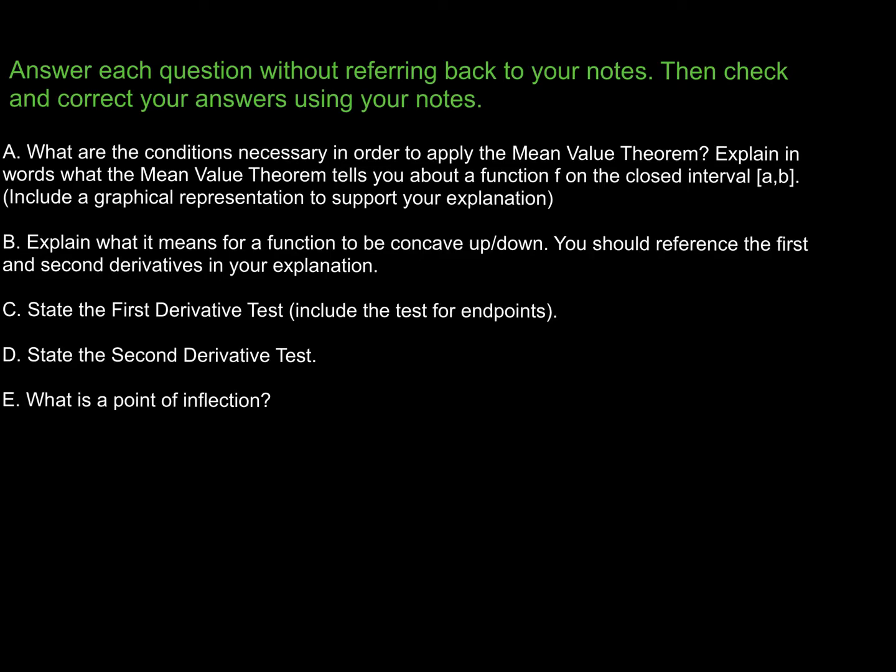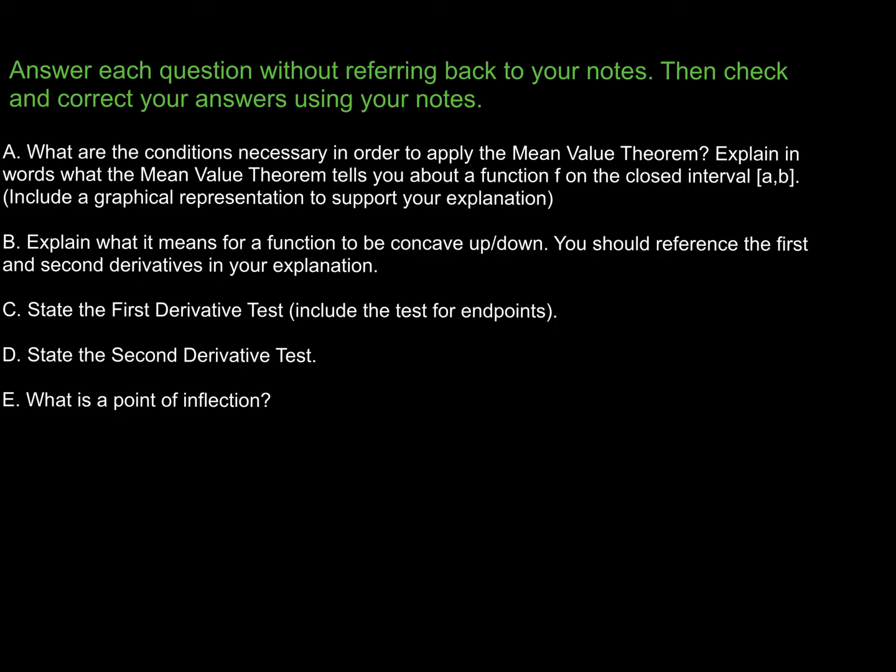For part B, explaining what it means to be concave up or concave down, what you're thinking about is not just whether the function is increasing or decreasing, but now whether or not the slope is increasing or decreasing. So if your function is concave up, that means that your slope is increasing, meaning your derivative is increasing, and therefore the second derivative is going to be positive on that interval. And if it's concave down, you're thinking about your derivative decreasing. In other words, the second derivative, which models the rate of change of the first derivative, will be negative.